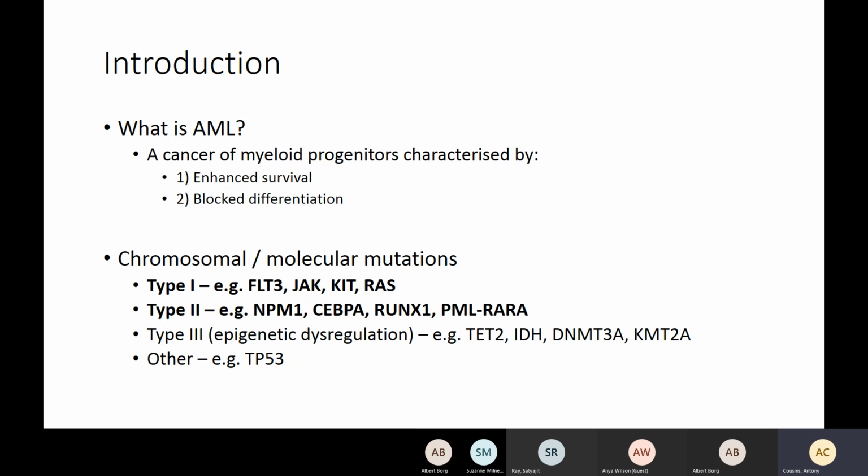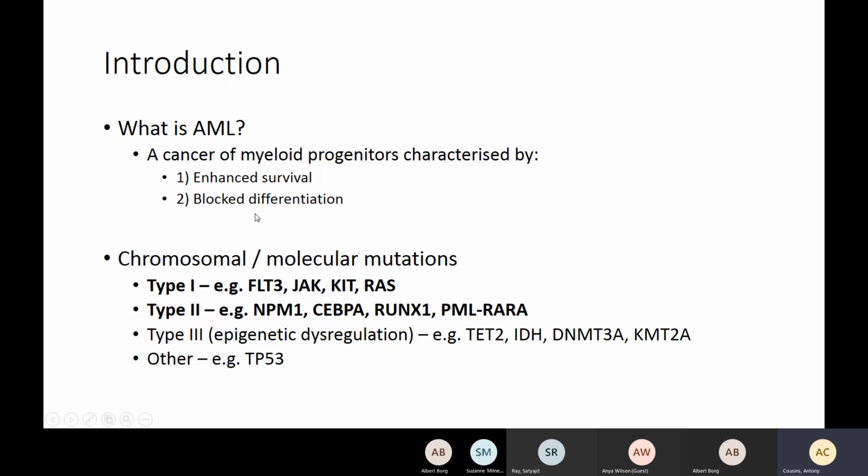AML is a genetic disease. It's caused by chromosomal or molecular mutations. One way to think about it, it's not the only way, but it is a way I find useful, is that you get different classes of mutation. You get some, which we call type 1, which do this first thing. So you get mutations which will enhance the survival of the cell. These might be mutations in FLT3 or in the JAK kinase pathways, in the c-KIT pathways, in RAS.